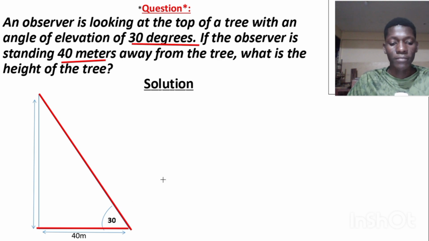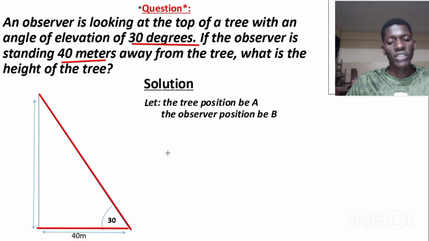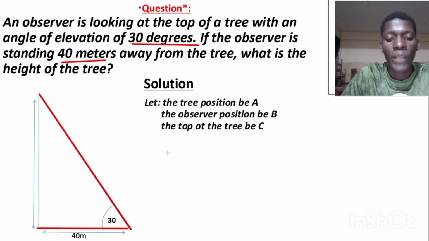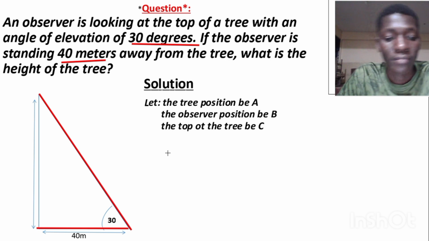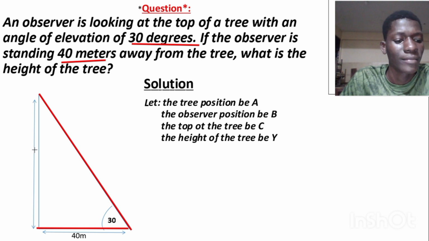So we have to name this triangle so that when we come to talk about it in mathematical terms, we will know how to say it. So we say let the tree position be A. That means the base of the tree should be A. And the observer position should be B. And the top of the tree should be C. And the height of the tree that we don't know should be Y. So this length should be Y. The height of the tree should be Y.